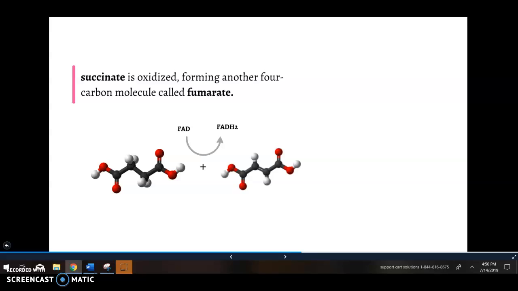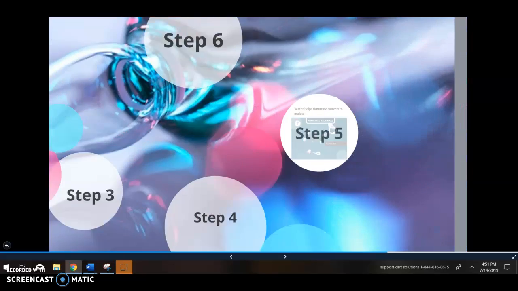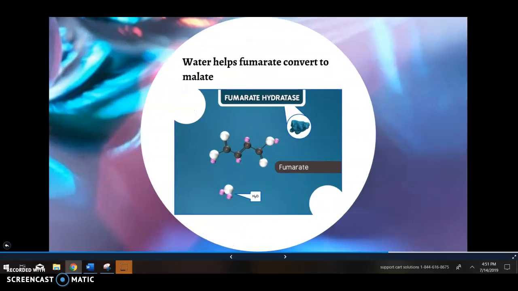Succinate then donates electrons to a molecule of FAD, thereby reducing FAD, forming FADH2, resulting in fumarate. Fumarate is then given a molecule of water with the help of an enzyme called fumarate hydratase to produce malate.